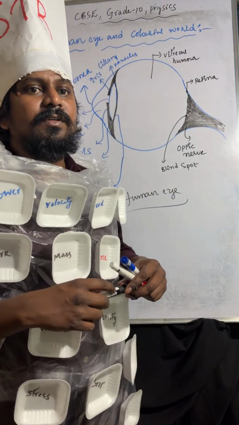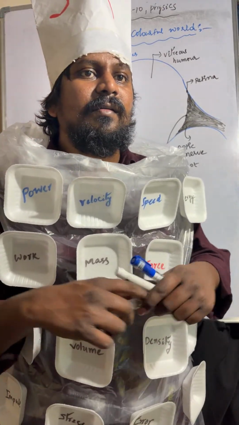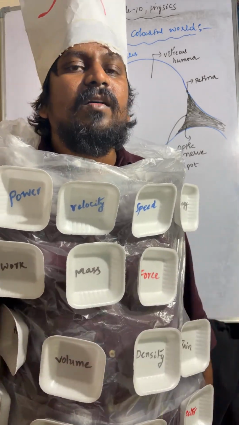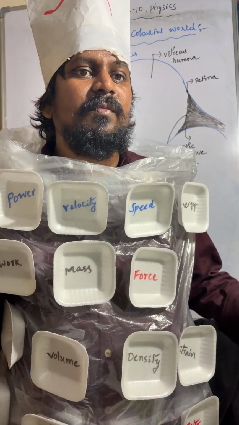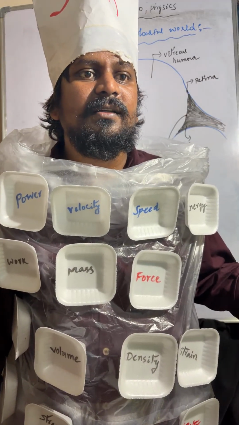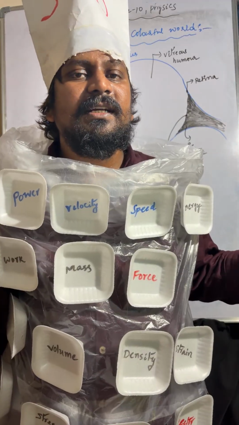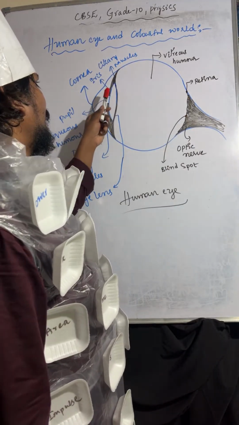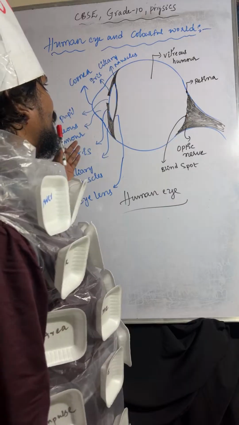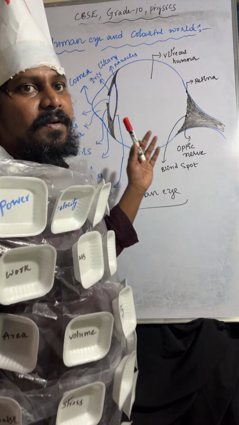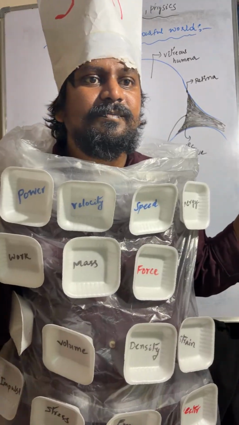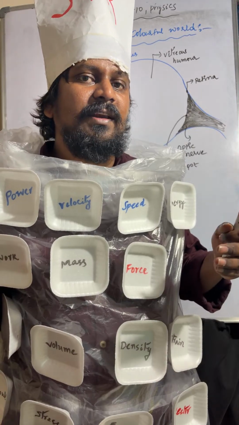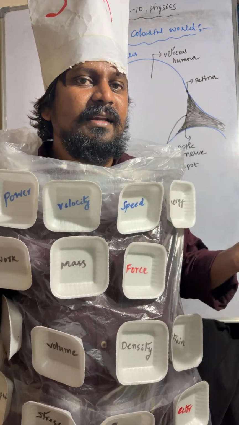Okay, so now you can observe here. Cornea is the frontal layer, the protective layer of the eye. Most of the refraction takes place at the cornea. And coming to the iris, it is a dark muscular diaphragm which controls the size of the pupil. The pupil will control the amount of light entering into the eye.